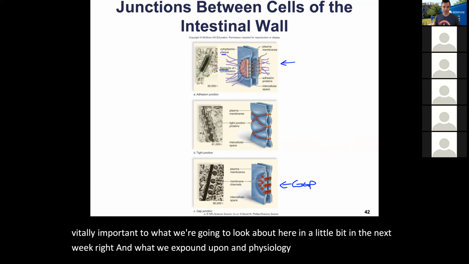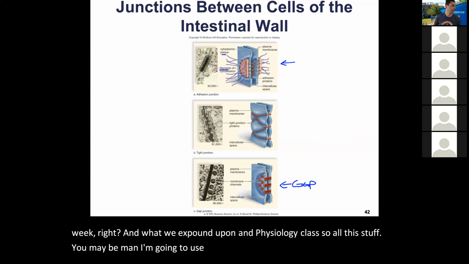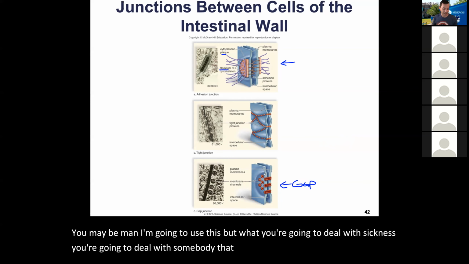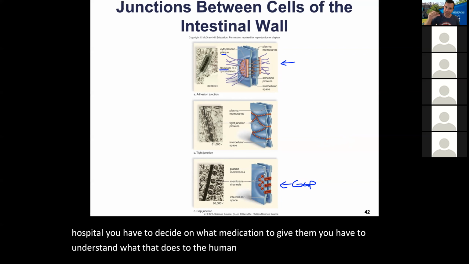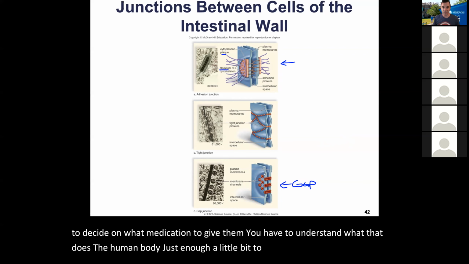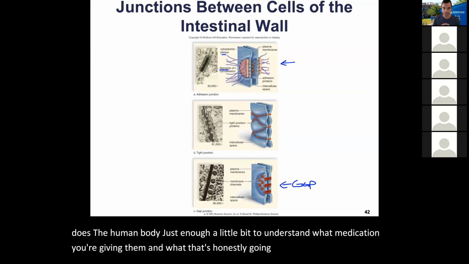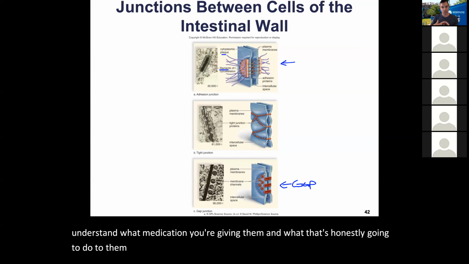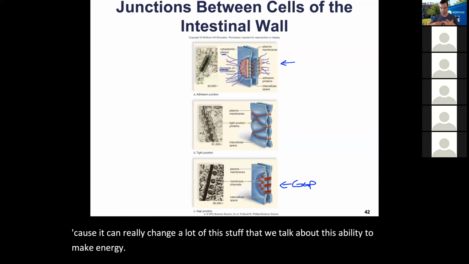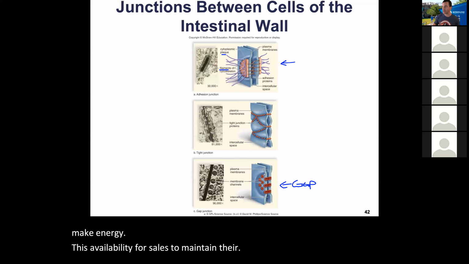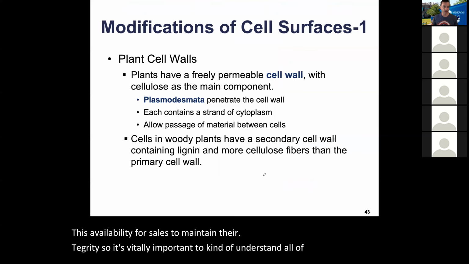So all this stuff, you may be like, man, I ain't going to use this. But you know what? You're going to deal with sickness. You're going to deal with somebody that you love being in the hospital. You have to decide on what medication to give them. You have to understand what that does to the human body, just enough, a little bit, to understand what medication you're giving them and what that's honestly going to do to them. Because it can really change a lot of this stuff that we talk about, this ability to make energy, this ability for cells to maintain their integrity. So it's vitally important to understand all of these concepts that we talk about within the plasma membrane.